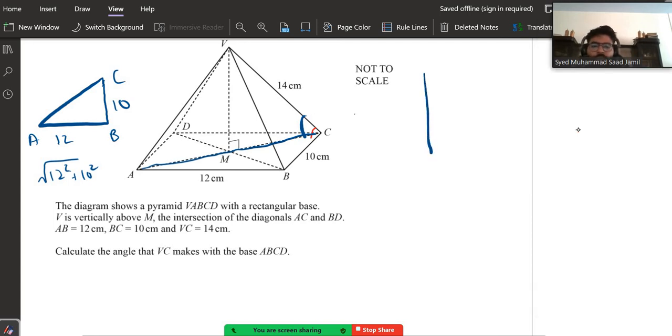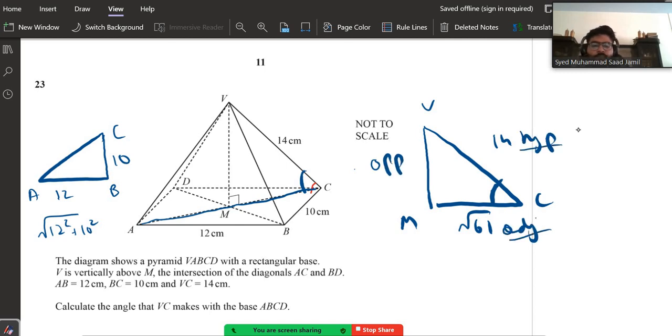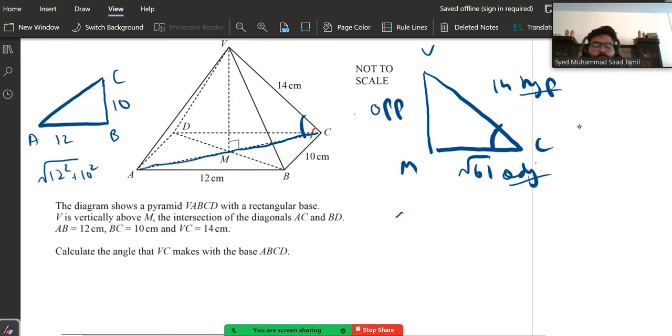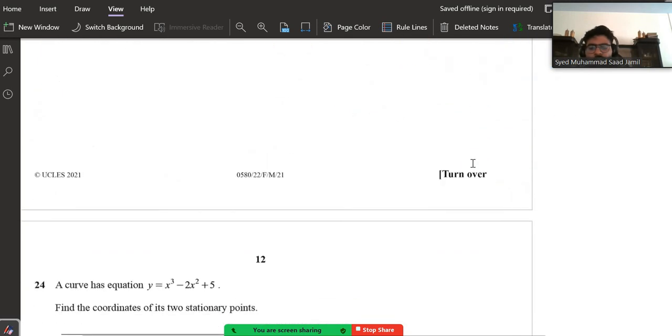Now you will use this under root 61, make a right angle triangle like this, VCM. This side is under root 61 and this side is 14. Find this angle. Opposite, hypotenuse, adjacent. Hypotenuse and adjacent, it comes in cos, so we will use cos C is equal to adjacent, which is under root 61, upon hypotenuse, which is 14. C is equal to cos inverse under root 61 upon 14, and that will give you your answer. Simple.